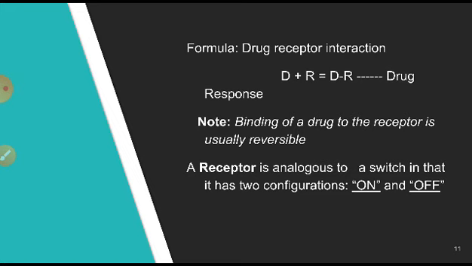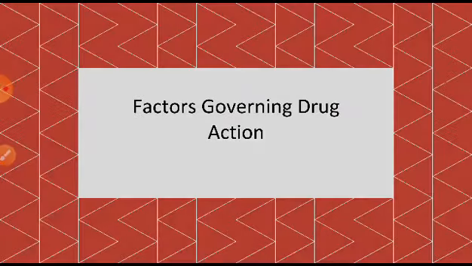A receptor is analogous to a switch in that it has two configurations, on and off. Keep in mind, receptors are the ones who keep this whole process of communication switched on or off, right? When they are activated, the whole process gets activated. If they are not activated, the whole process is switched off. That is what this receptor and drug complex does, right?